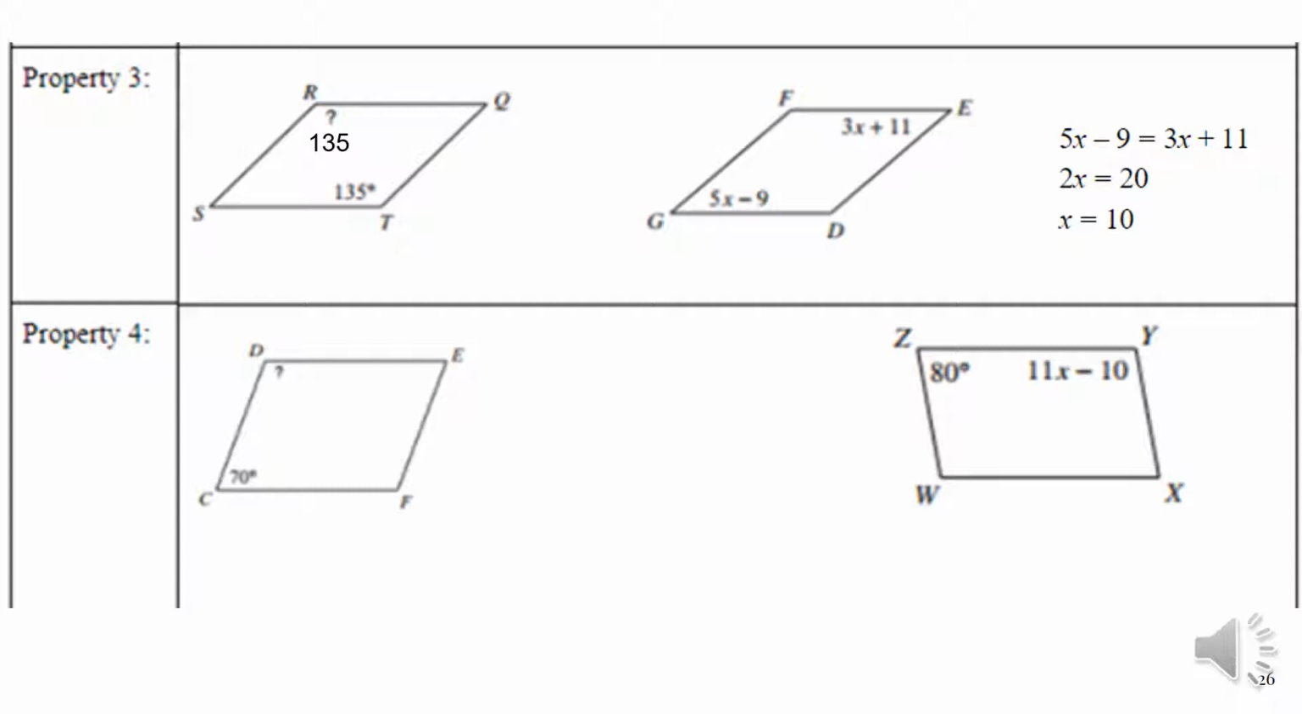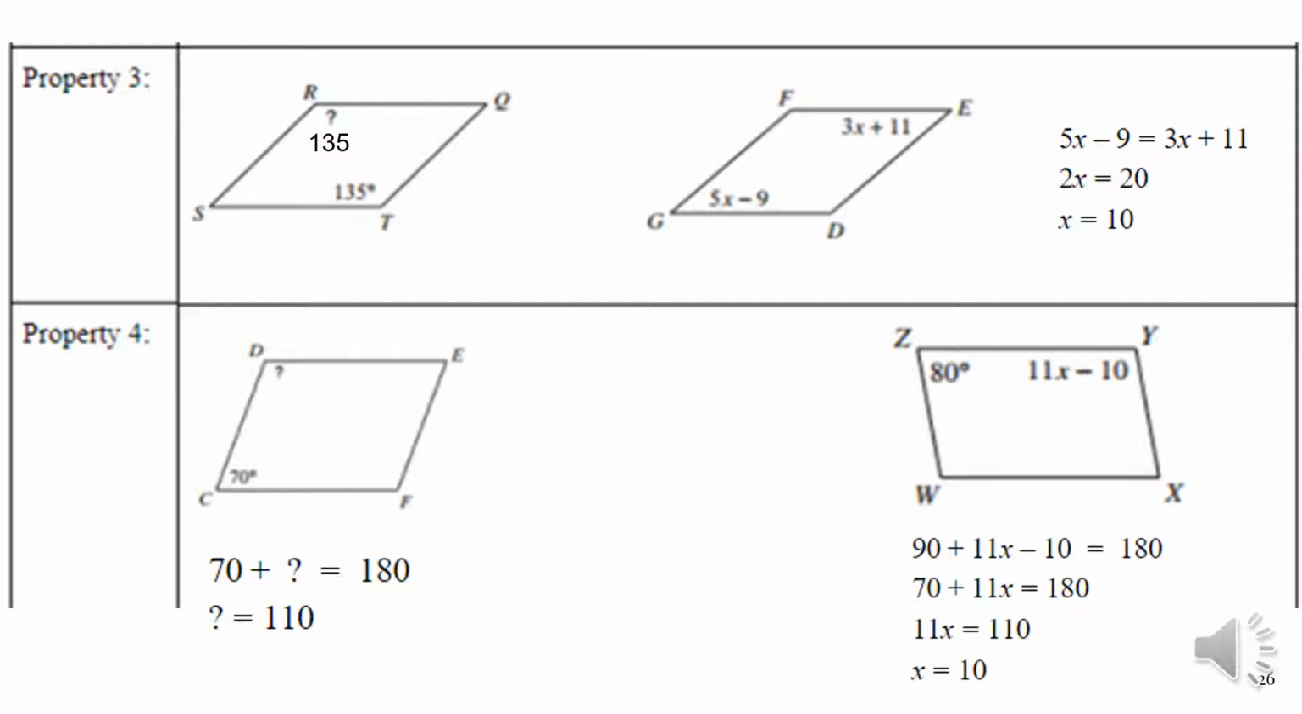Property 4 said that adjacent or consecutive angles were supplementary, which means they add to 180. So 70 plus the question mark gives us 180, meaning that our question mark is 110 degrees. On the right-hand side, 80 plus 11x minus 10 would give me 180. Thus, solving for x, I could get 70 plus 11x equals 180. Thus, 11x equals 110, and x equals 10. So you would be able to show me that that angle of y does in fact equal 110.